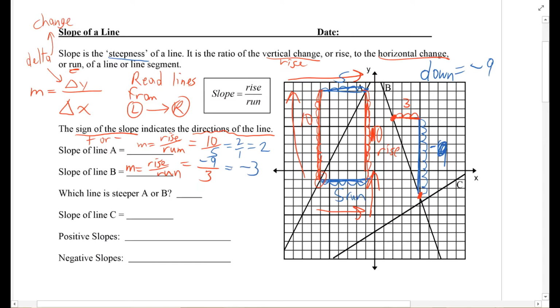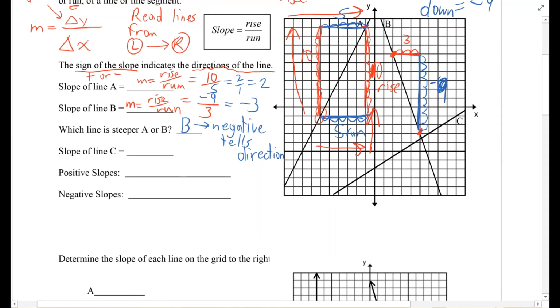-3. Okay. So which line's steeper, line A or line B? Well, remember it's B, because the negative sign tells us the direction. It doesn't tell us the size. So it just tells us the direction of the line. Okay, what about line C then?